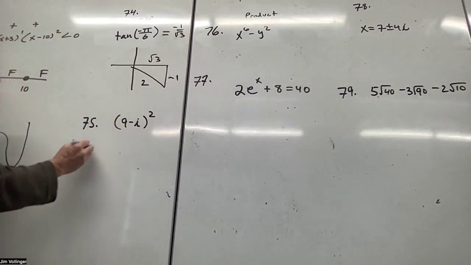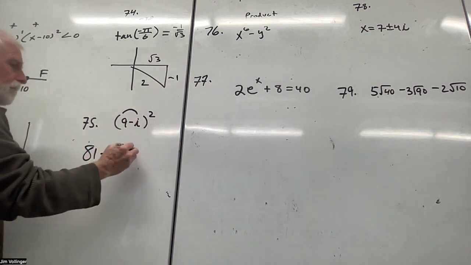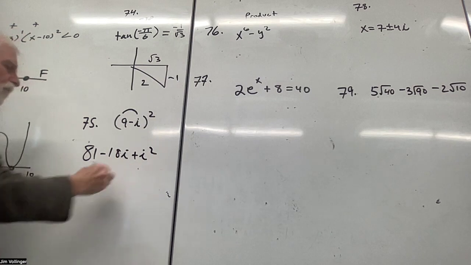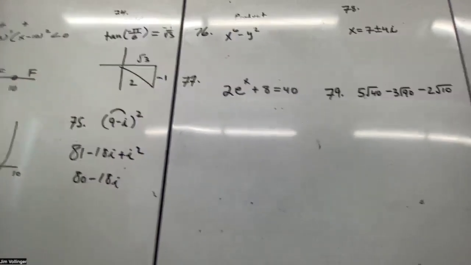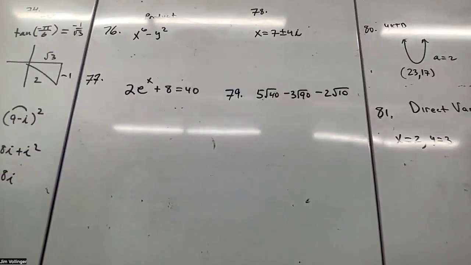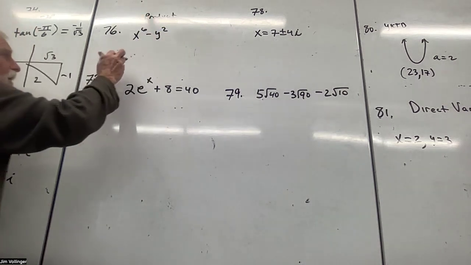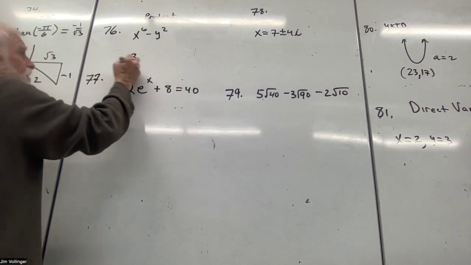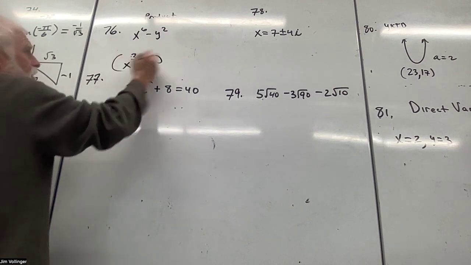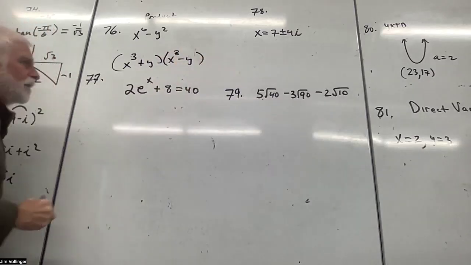9 minus i, squared, is 81 minus double that product, 18i, plus i squared, which is negative 1, so 80 minus 18i. Right, oops, got a little cord here. Okay, right, x to the 6 minus y squared is a product. I see even exponents, so I'll do difference of 2 squares. X to the 3 plus y times x to the 3 minus y gets the job done.